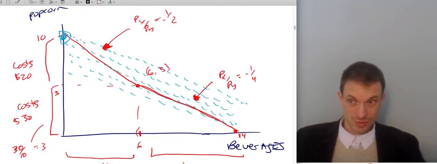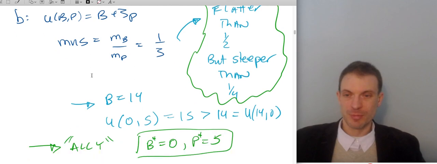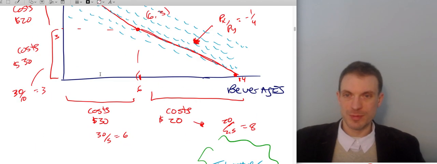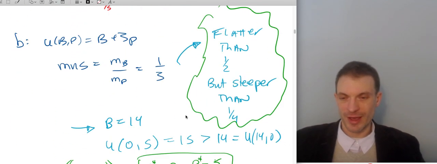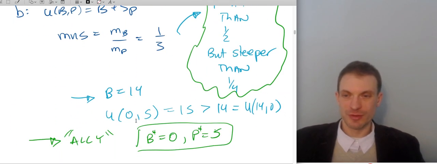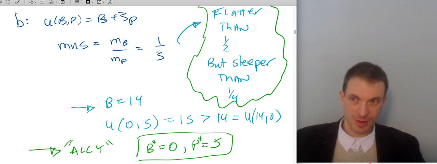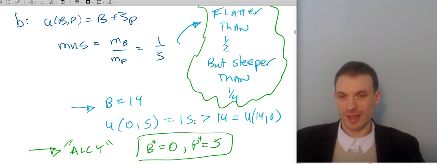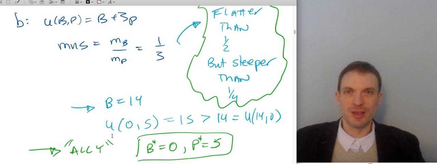My picture is arguing that it's an all-Y solution. We're spending all of our money on popcorn to maximize, or Ann is anyway. Suppose we just wanted to verify that. What would be the other candidate? Well, maybe we want to spend all our money on beverages. All right, fine. Let's compare the utility levels. If we buy 5 popcorns, my utility from this is going to be 5 times 3, which is 15. Or if I buy 14 beverages, my utility is going to be 14. So I've actually got a higher level of utility if I spend all my money on popcorn. And so indeed, we've shown that the all-Y solution is correct.